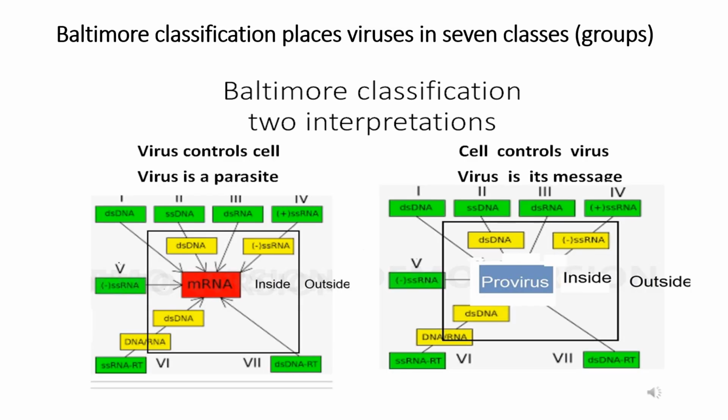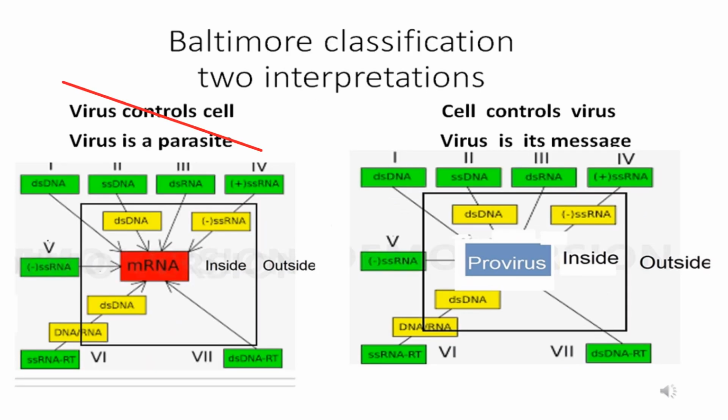Baltimore classification of viruses places viruses in 7 classes or groups. And Baltimore classification has 2 interpretations. One says that virus controls cell, since virus is a parasite. And the other interpretation says that cell controls virus and virus is its message. I adhere to the second interpretation and find the claim that virus controls cell false, and all my presentation regards the cell as controlling virus infection, and this is explained by several presentations of mine.